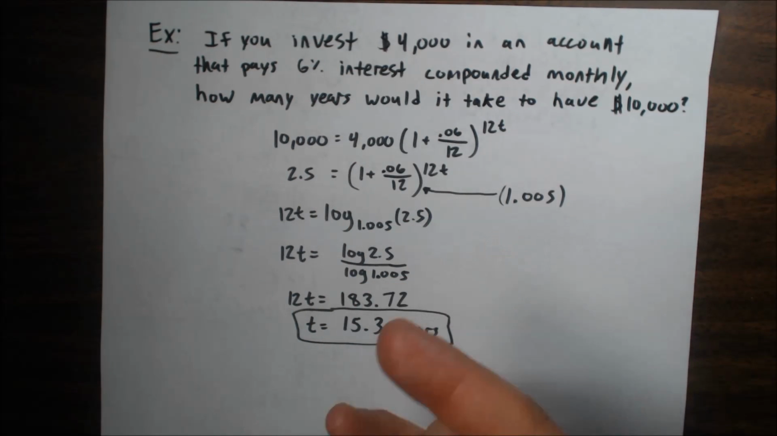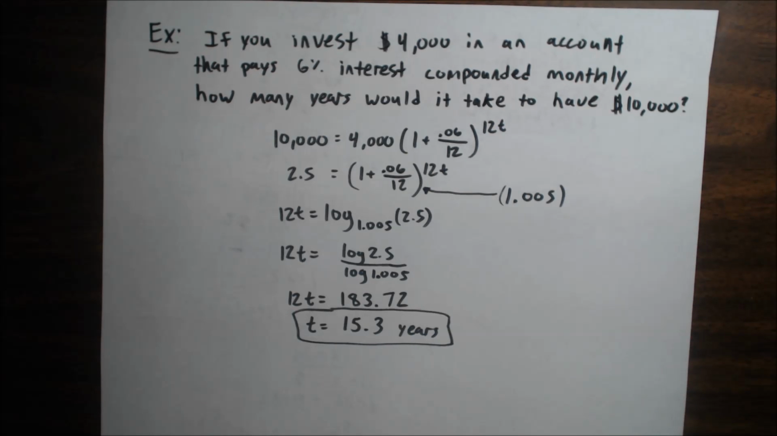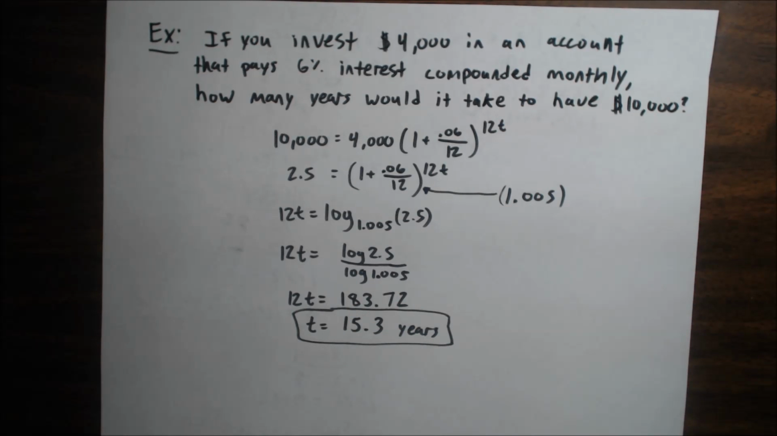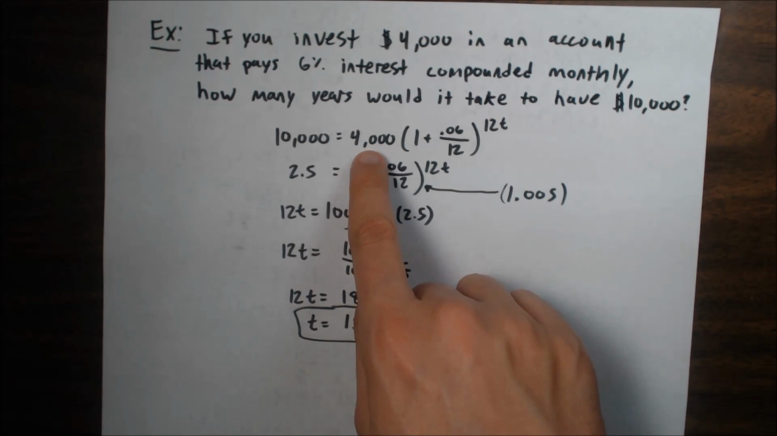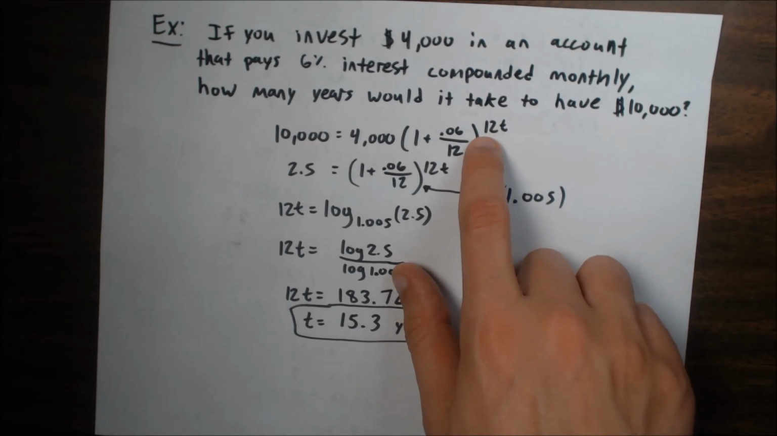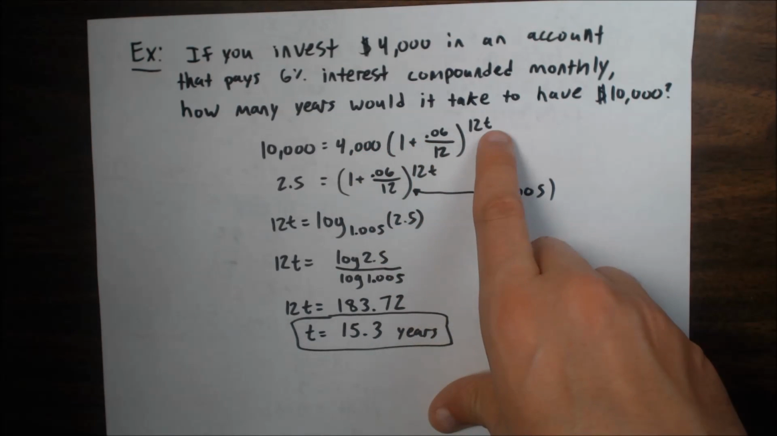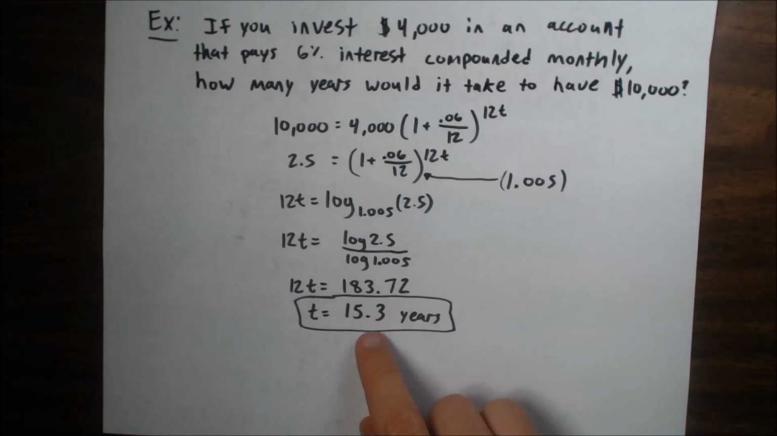You could also do these reverse questions where they say how long would it take using the other formula that involves E, the continuous formula. Either one works the same. That one's probably even easier, which is why I picked this one, because I wanted to give the harder example. You can always check your answers by plugging T back into the equation. When you do 4,000 times all this to the 12 times 15.3 power, you work all this into the calculator, you should get 10,000 or something very close to it, because you probably rounded here.